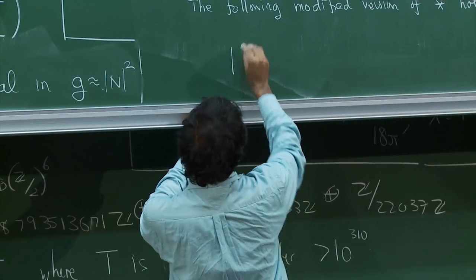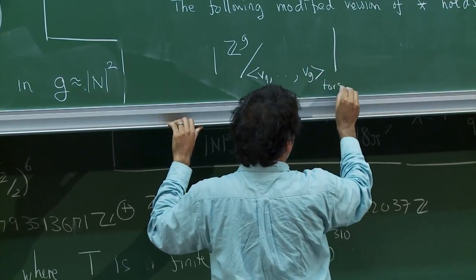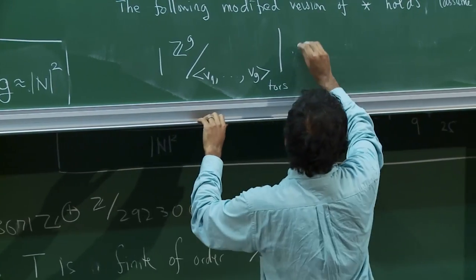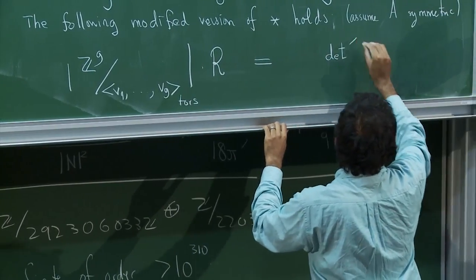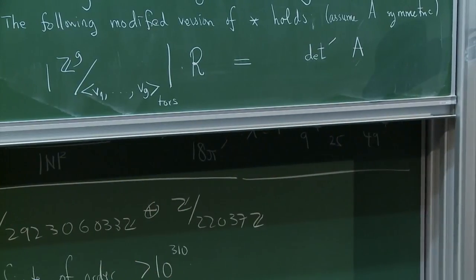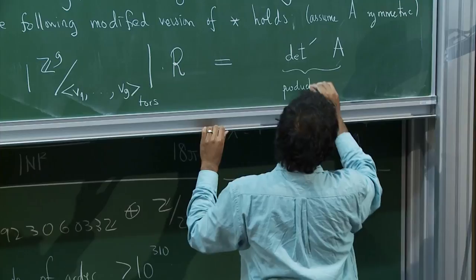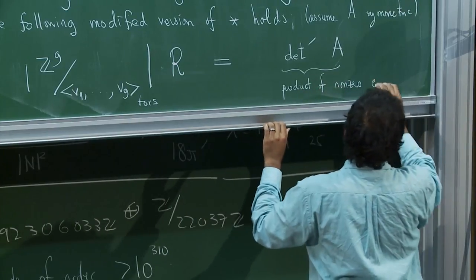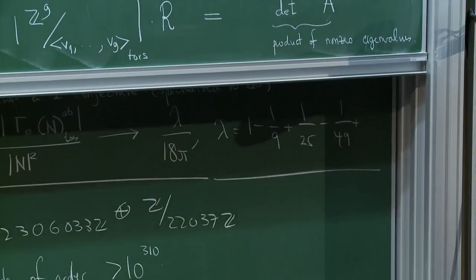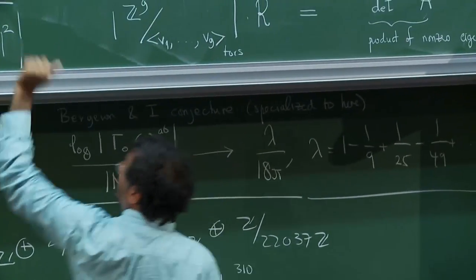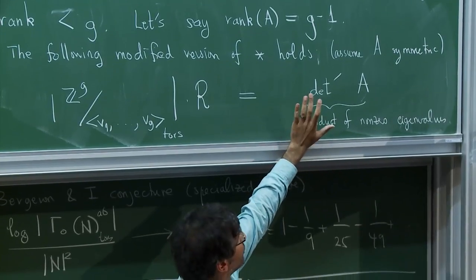So what you still have is the size of the torsion part of this group. Now we just take the finite part and multiply it by something, which I'll call R because it's going to be similar to the regulator that will occur later, and det prime of A. This det prime of A is the product of the non-zero eigenvalues. So the determinant is zero, but one still has something like this, and you still expect the product of non-zero eigenvalues to be pretty large, of exponential size.